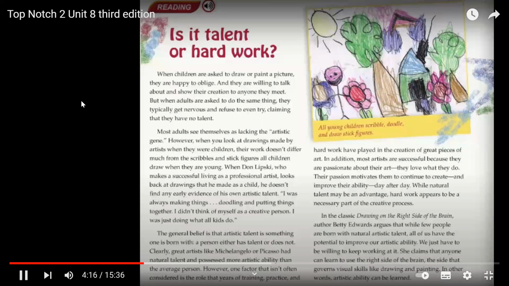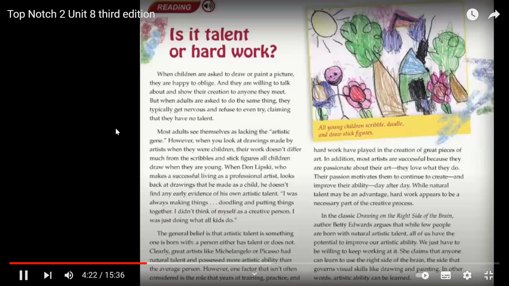Most adults see themselves as lacking the artistic gene. Themselves, a sí mismos. Lacking, le falta, falta de. Most adults see themselves as lacking the artistic gene. Se ven como que les falta el gen artístico. No tienen ese gen. La mayoría se autopercibe así.